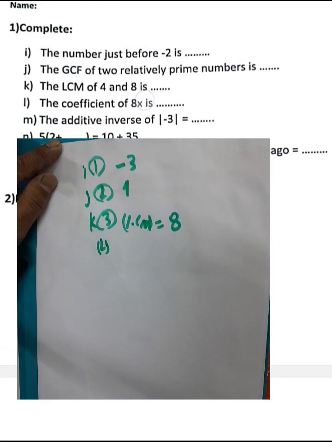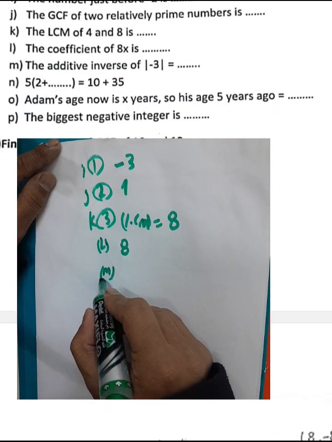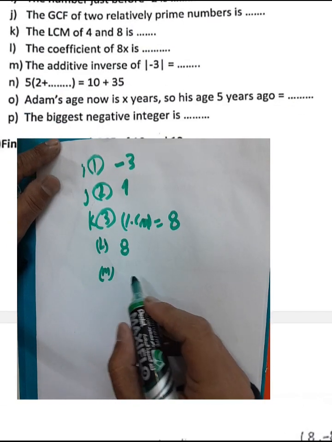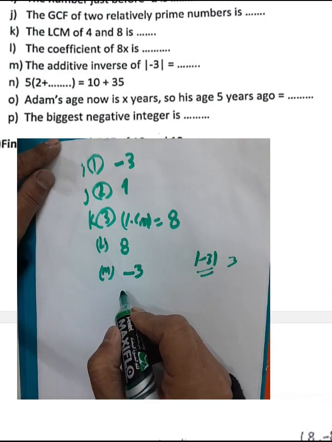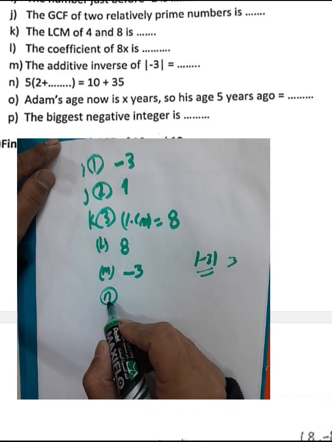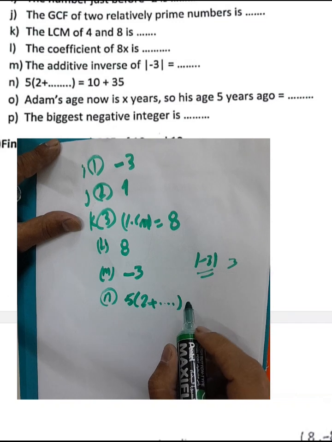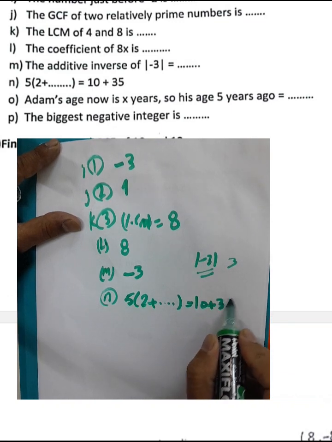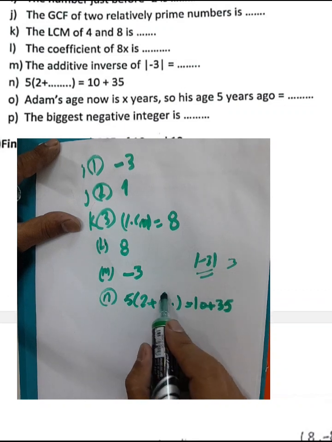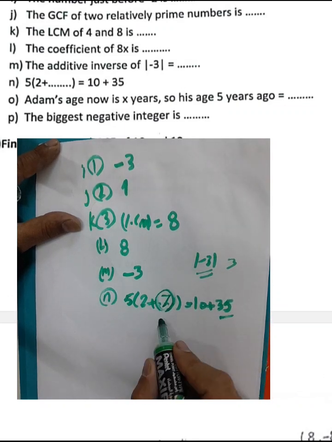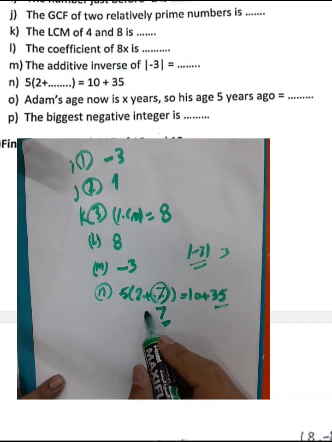Question I, J, K, L. The coefficient of 8x will be 8. Question M, the additive inverse of the absolute value of negative 3. We know the value here is 3, then the additive inverse will be negative 3. Question N, 5 times 2 plus space equals 10 plus 35. 5 times 2 equals 10, and 5 times 7 equals 35. Write 7 in the space, using distributive properties.